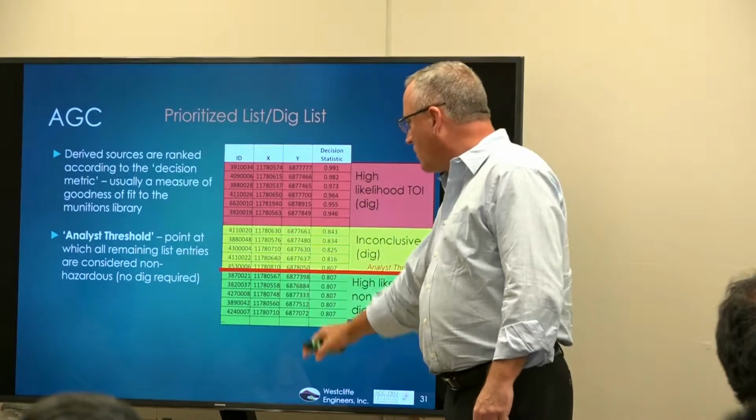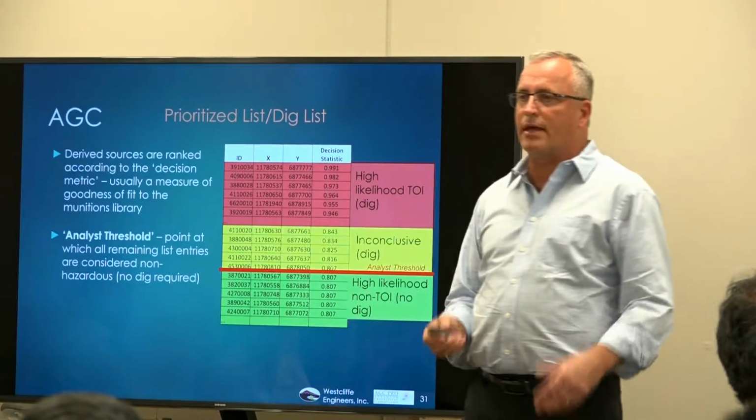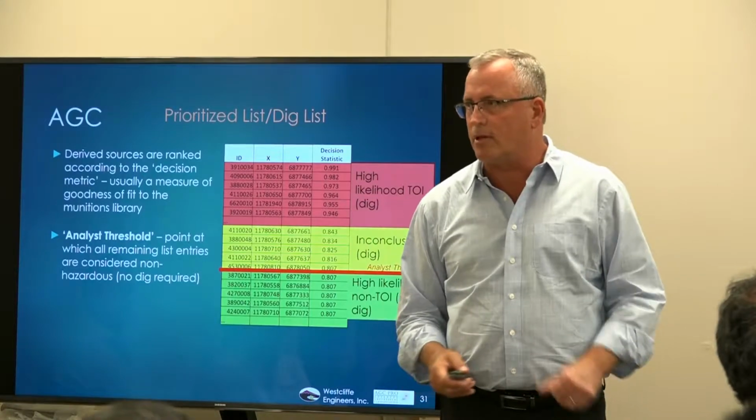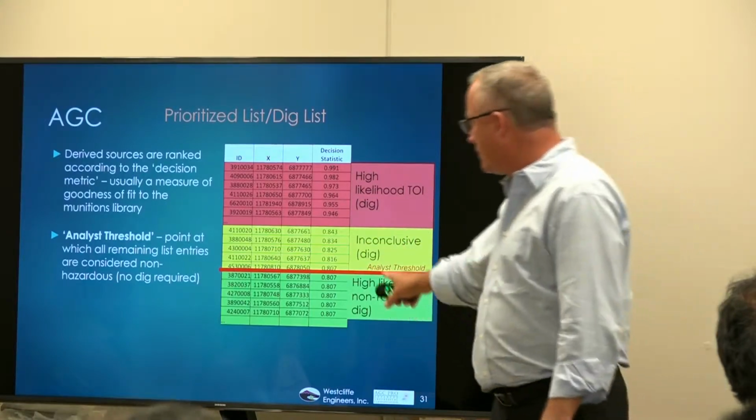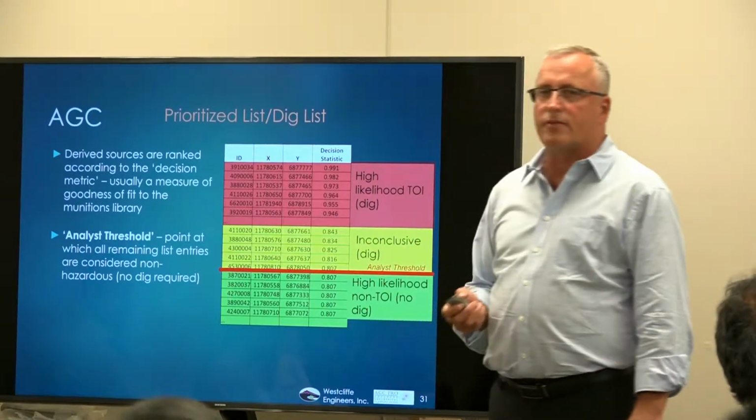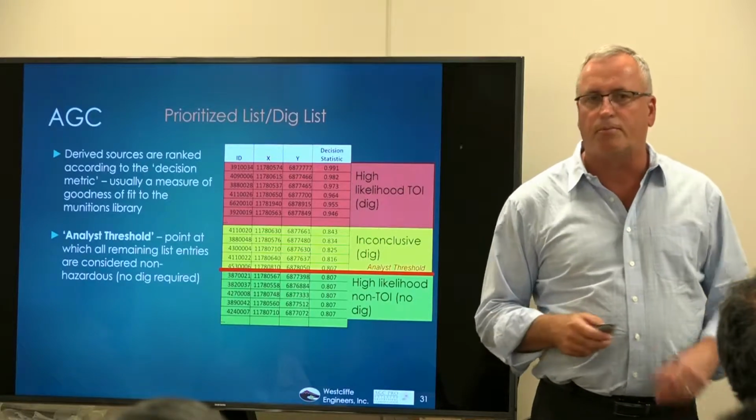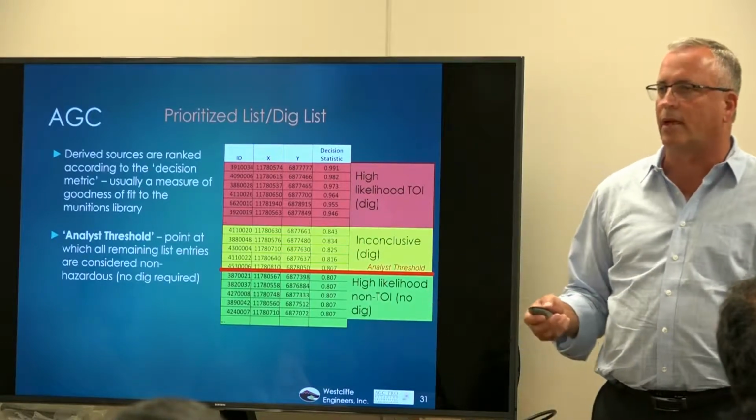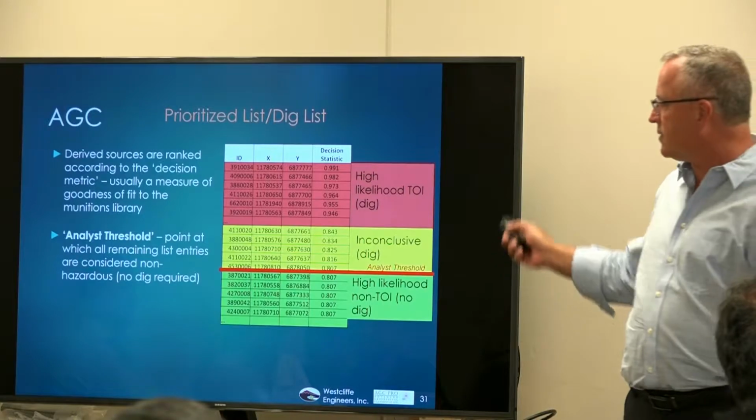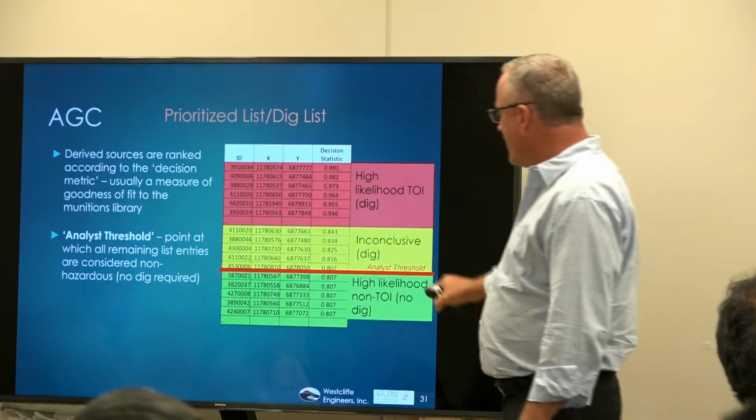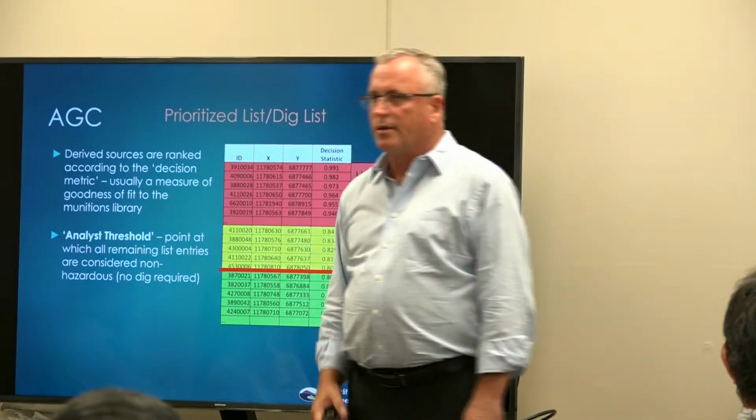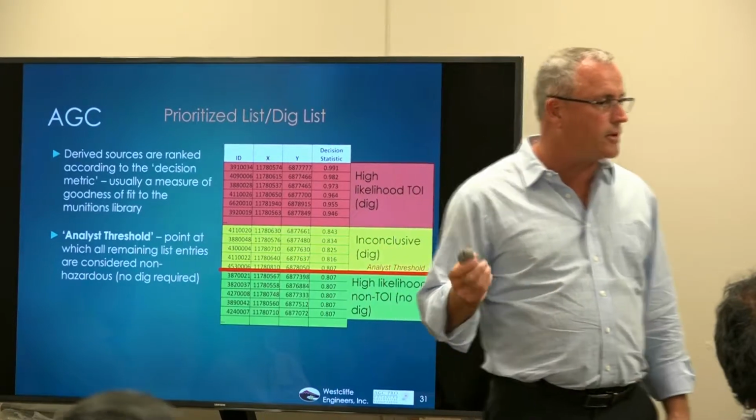Once you get to a point where you're confident that the object signature isn't a match to anything in the library, we call that non-hazardous. And we're going to say that you don't have to dig that. And we're going to provide you a pile of evidence saying why you don't have to dig it. But that's the process. And this is called the analyst threshold. And that's an important concept to understand.